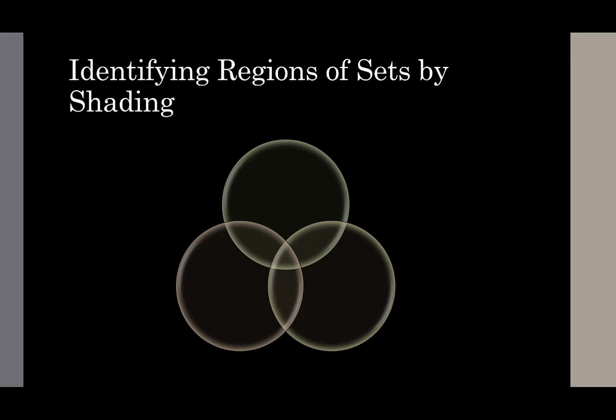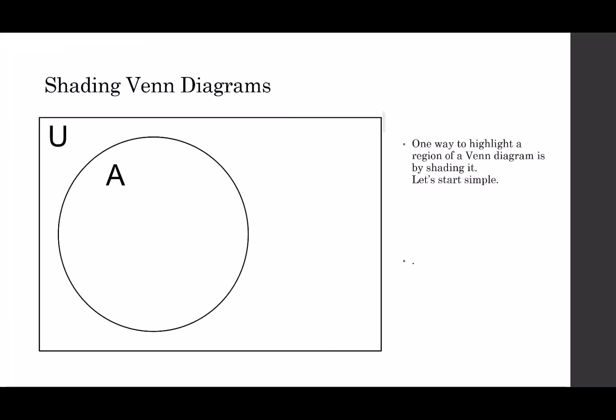Hi everybody, today we're going to work on identifying regions of sets by shading. When we shade part of a Venn diagram, we're deciding what counts and what doesn't count. Shaded regions represent the elements we're including, and anything unshaded is not part of the set we're describing.